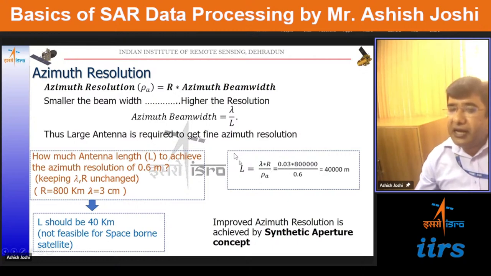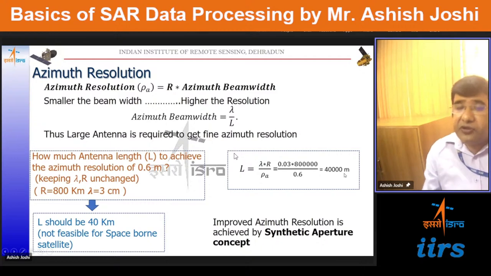So how much antenna length is required? It is around 40,000 meters, or 40 kilometers. For getting a better azimuth resolution of 0.6 meter, we should have a 40 kilometer antenna. Okay, but carrying this 40 kilometer antenna is not feasible. So how to create a larger antenna?